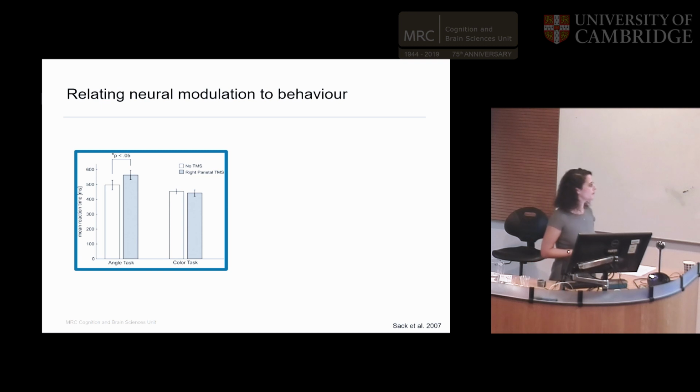I thought I'd just go through an early example, which I thought was quite nice, of combining these techniques together. In Sakatel's work, they stimulated the right parietal cortex, and they found that participants, when they were doing a visual spatial task, had their performance affected, but it didn't during some control task. So you can then say that this region's function is critical in visual spatial effort.